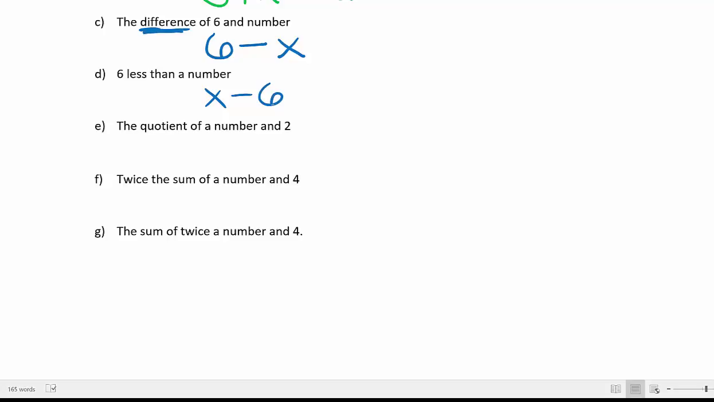All right, part E says the quotient. Quotient means division. So the quotient of a number and 2 would be X divided by 2, which you can also write with that fraction bar, X over 2. With division, order matters as well. And so when you see that word quotient, it's a lot like the word difference. The order you write the things in is the same order as the words.